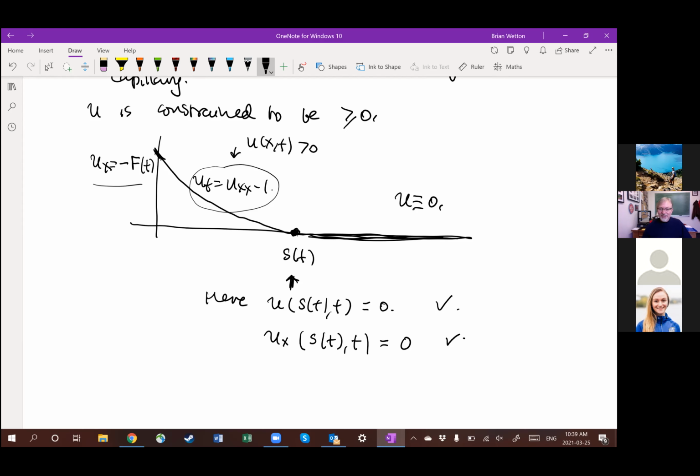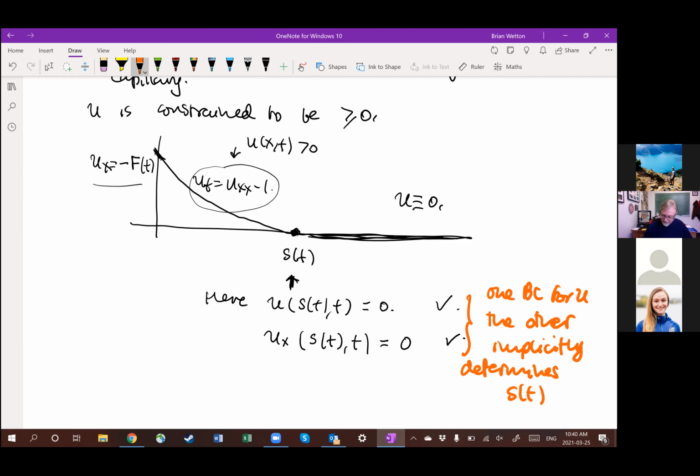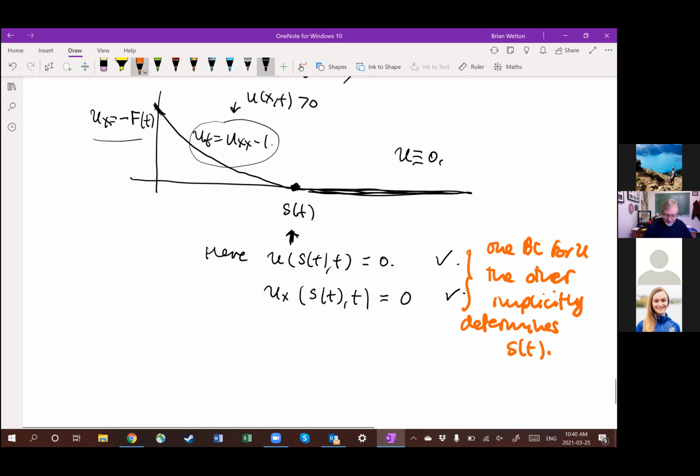Okay, it's not clear. It's not like one is for U and one is for S. It's like there's two conditions for U and S together. I've got one boundary condition for U, the other implicitly determines S of T.